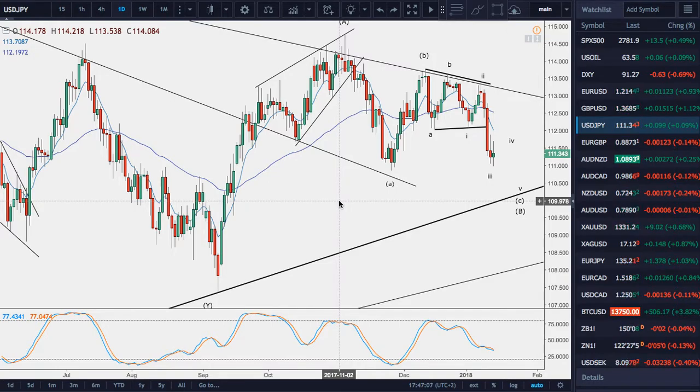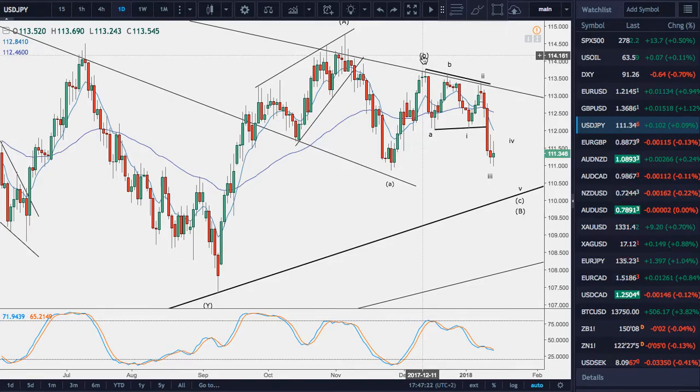There's a lot to cover, so I'm going to start once again with US dollar yen, and I will get to the US dollar a little bit later in the video. Okay, with this pair, I'm still bullish on the monthly.